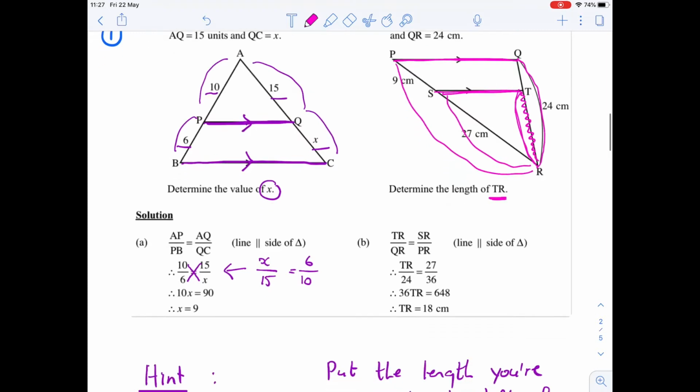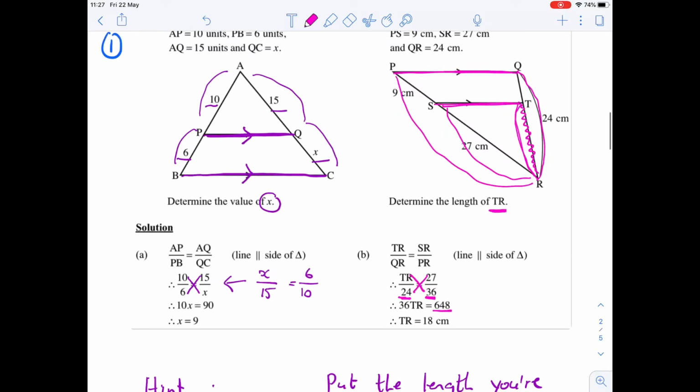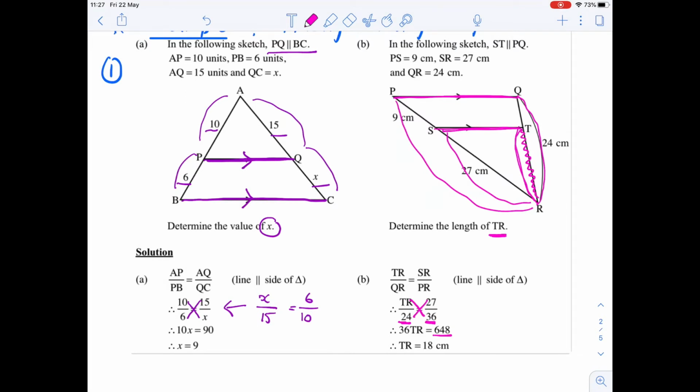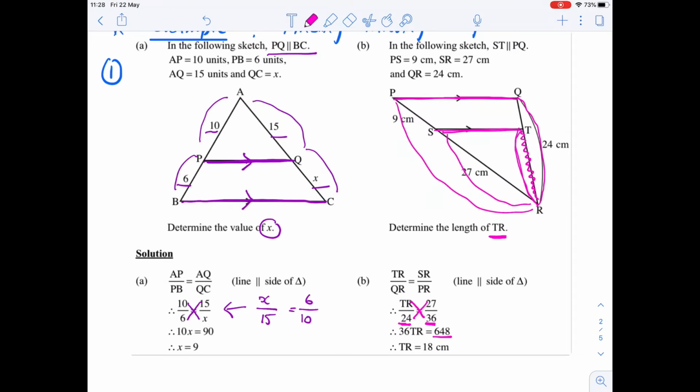If it's set up here, we have TR over 24 equals 27 over 36. We cross multiply: TR times 36 equals 27 times 24 to get 648. And then TR will be 18 centimeters. I'm sure you're fine with that. Because this is geometry, though, we have to put a reason every time. And the reason here for theorem one is always just line parallel to the side of a triangle. That would be our reason every single time. So whenever we use the parallel lines and we're finding lengths, that's our reason.